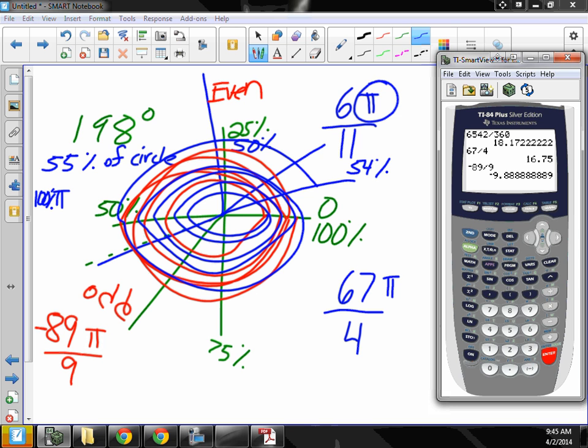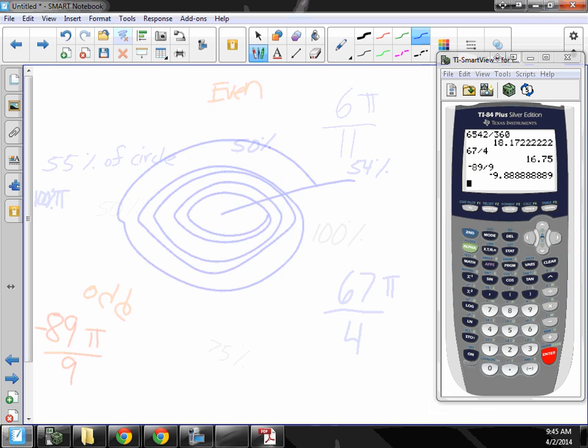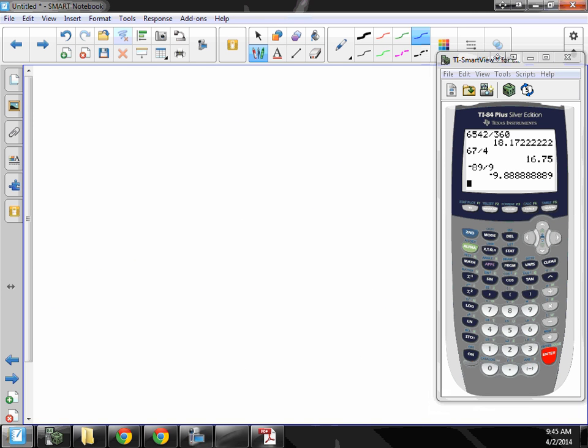Do we kind of have a handle on that? Is there anything you want to go over that you've seen so far? No? Okay. So, today we're going to talk about what are called reference angles. And I want to review radians really quickly.